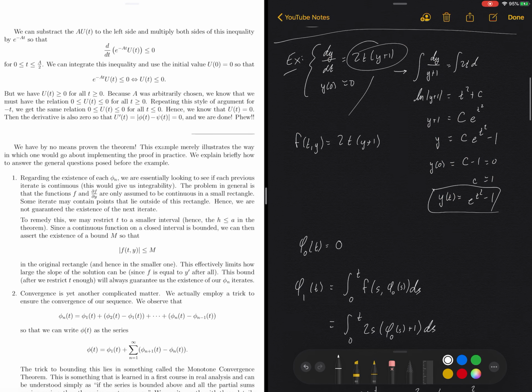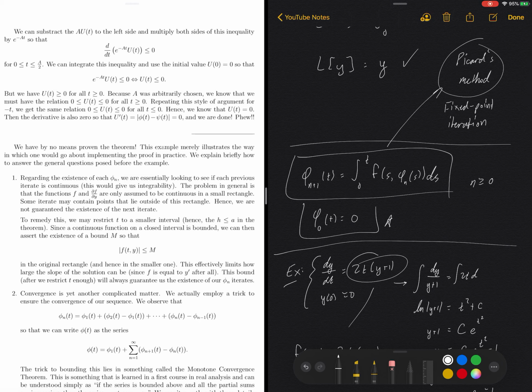we're really just asking, is each previous iterate continuous? And sure, there's no problem there. If I go back up to what Picard says, or what the iteration looks like, we're starting with the 0 function. And that 0 function is continuous. So sure, if I integrate a continuous function, I get a continuously differentiable function, which is still continuous. So that means the next function is going to be continuously differentiable as well, and so on. So every single one of these guys is continuous.